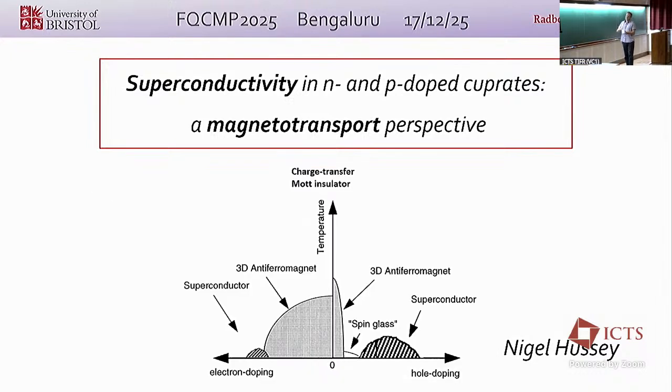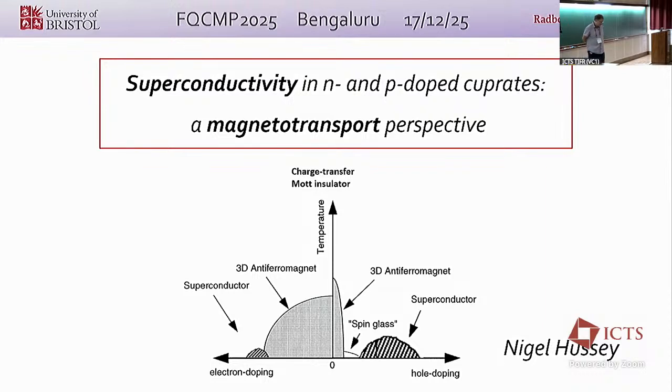Okay, so we've all seen this phase diagram many times, and my goal today is to contrast the magnetotransport response of the electron and hole-doped cuprates in order to shed light not only on their respective normal states, but more specifically on the superconductivity and where that may be originating from.